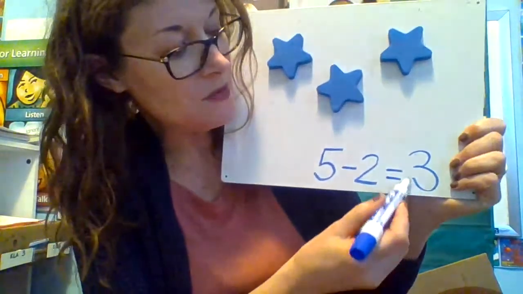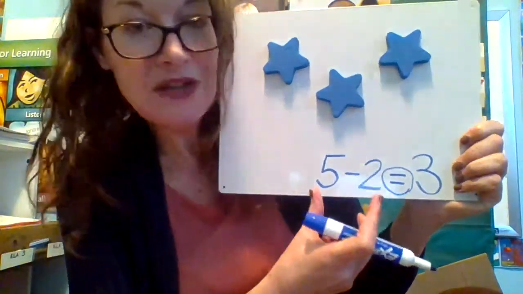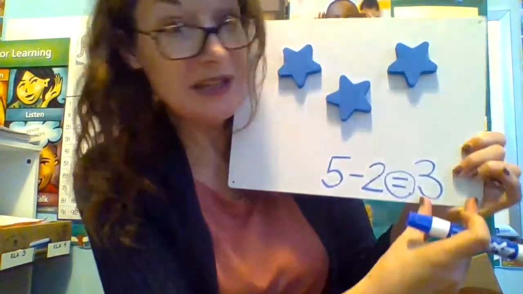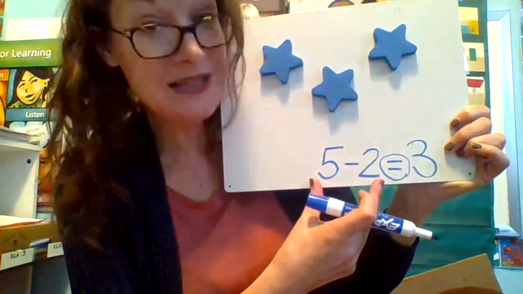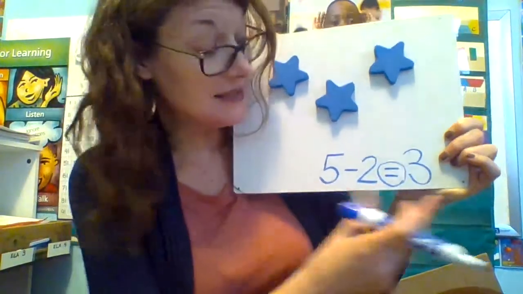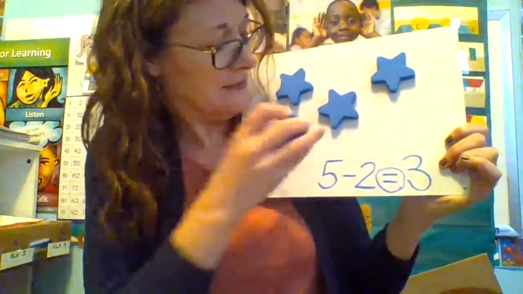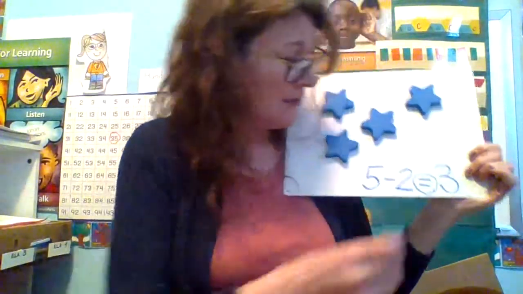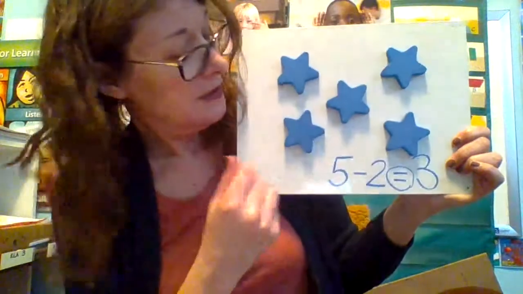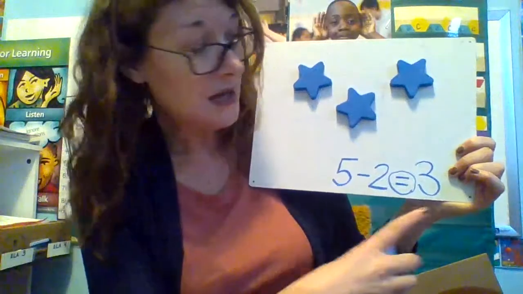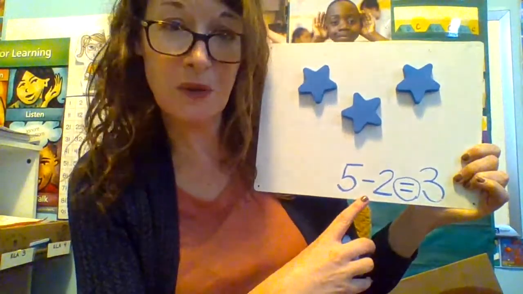Remember, the equal symbol tells me that everything on this side should be the same or mean the same as everything on this side. So 5 take away 2 is the same as 3. And what I mean by that is, if I have 5 and I take away 2, I end up with 3. It's the same thing. This is just one way of showing 3. 5 minus 2 is 3.